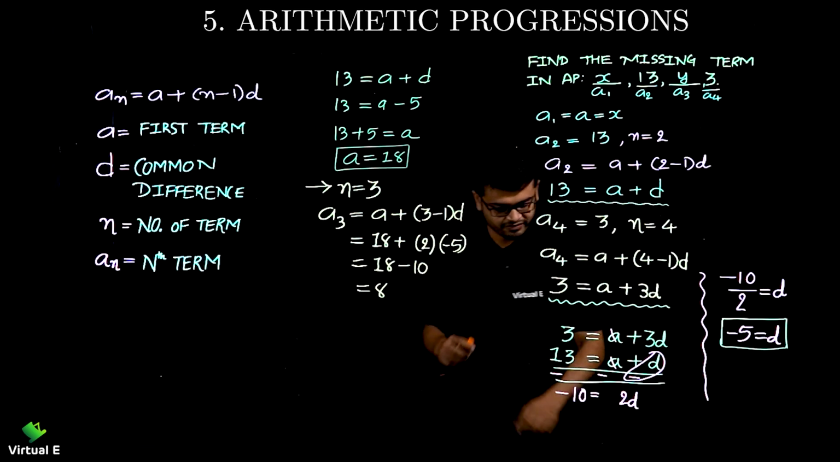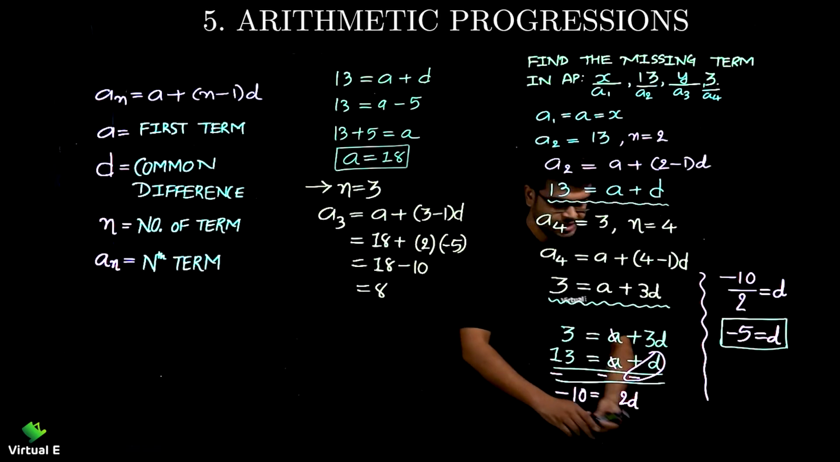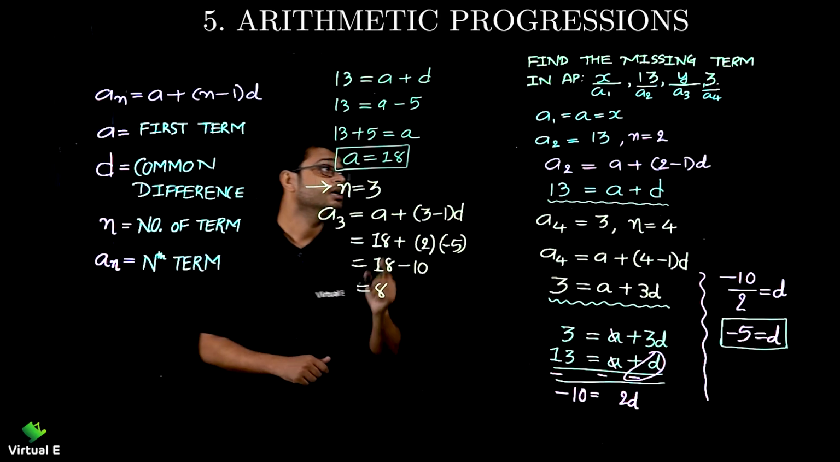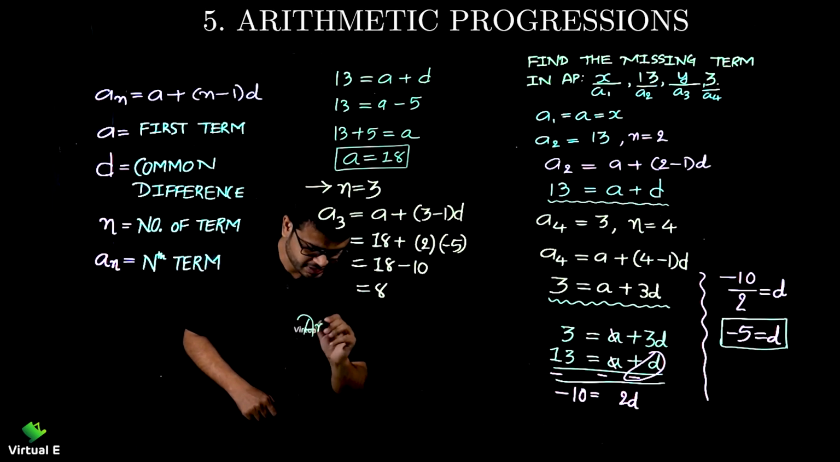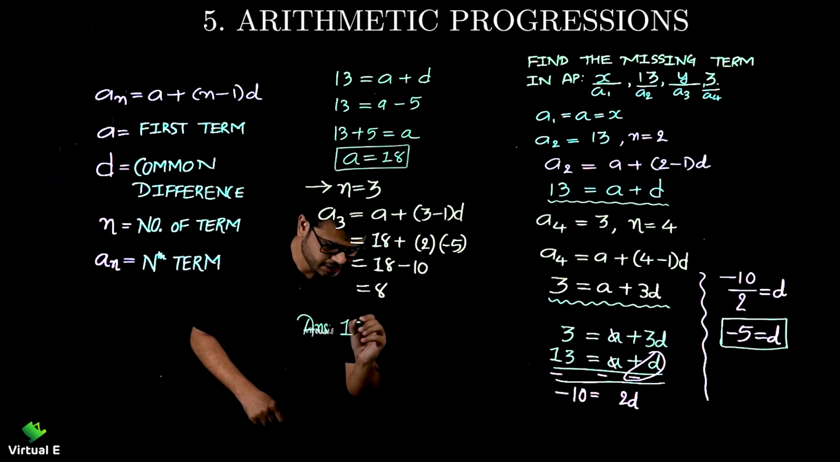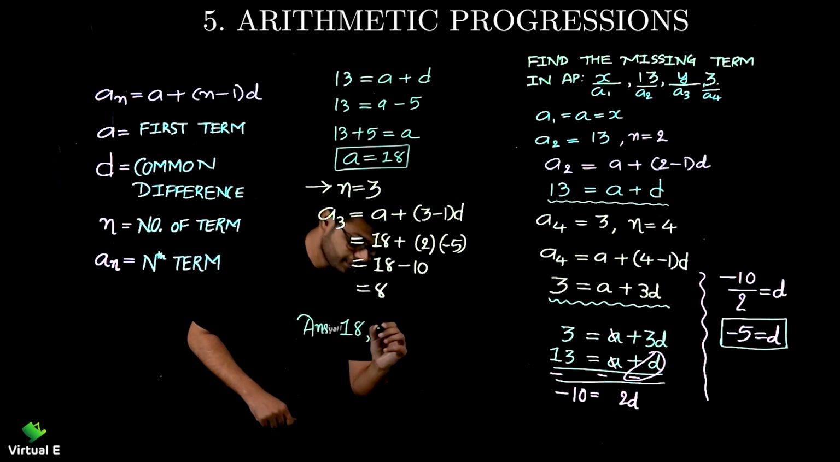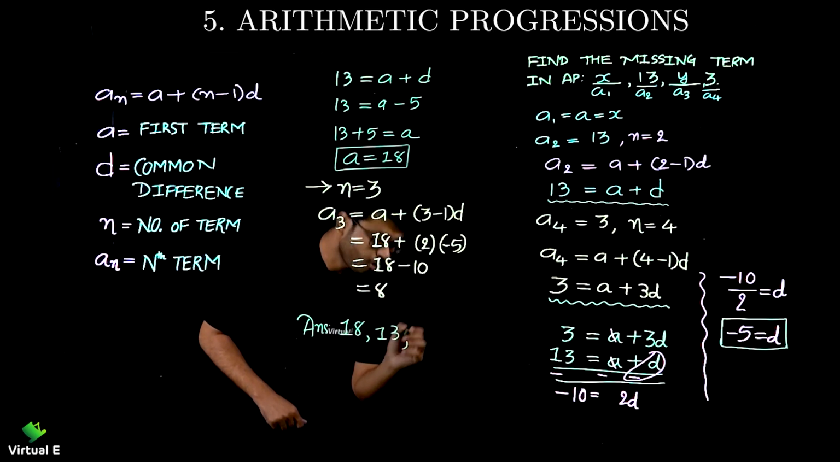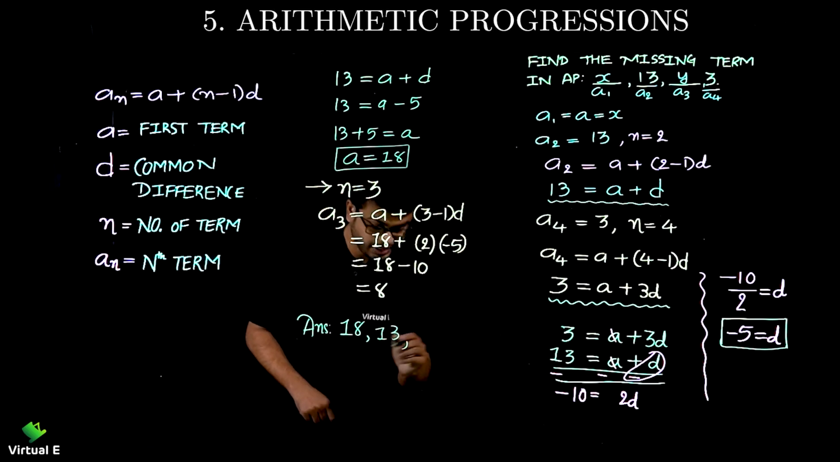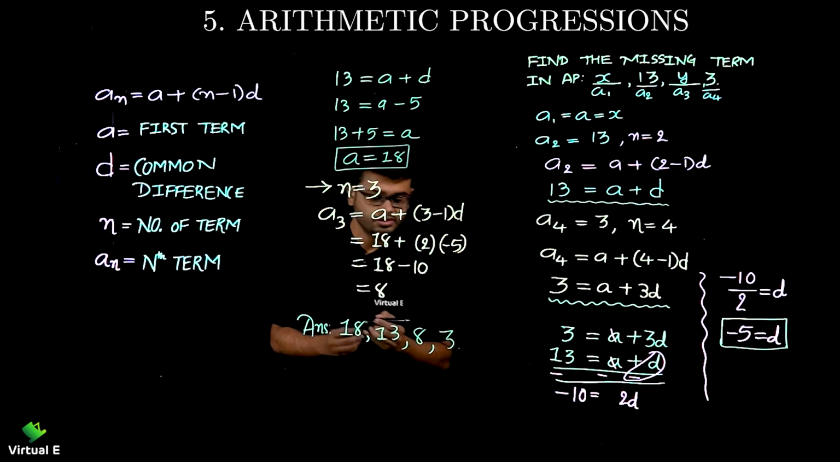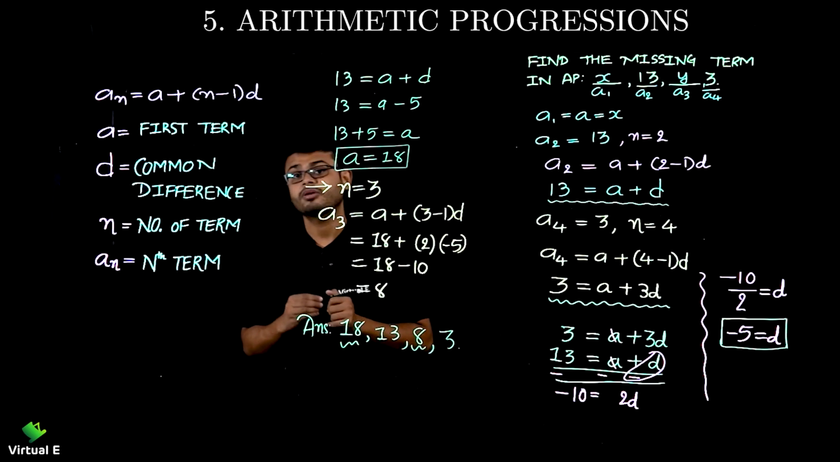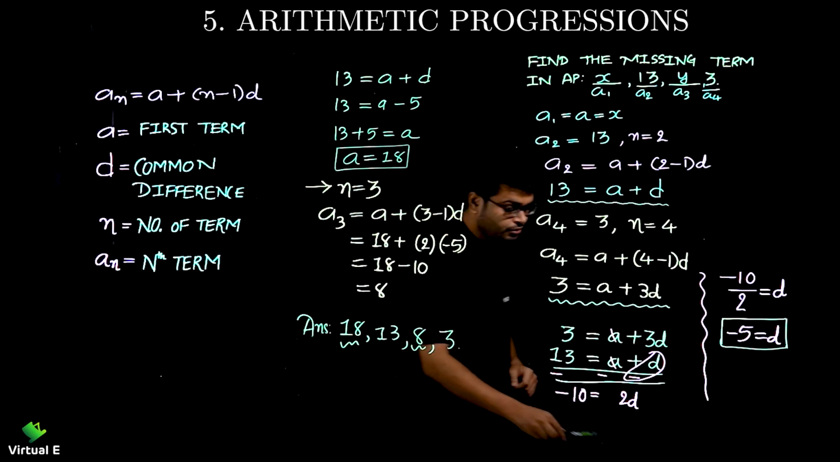That is 8. So if I write the final, completed AP, it will be the first term a, which is 18. The answer is 18, comma 13, comma, what is a3? Here only 8, comma 3. So these 18 and 8 were missing from the AP. Let's recall this step, how to do it.